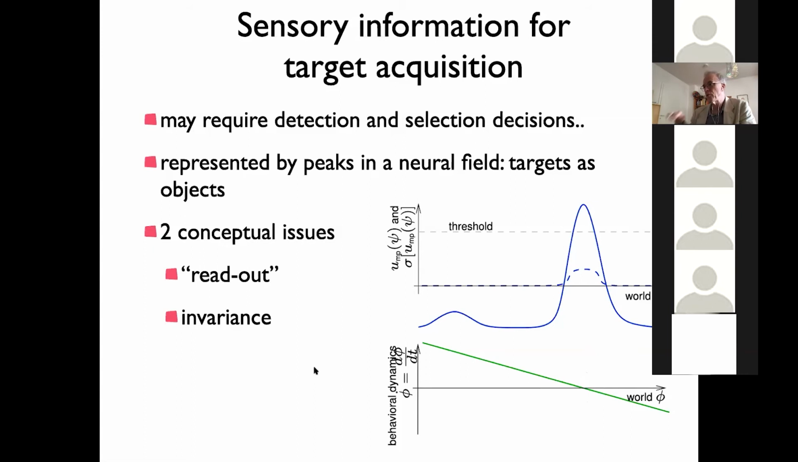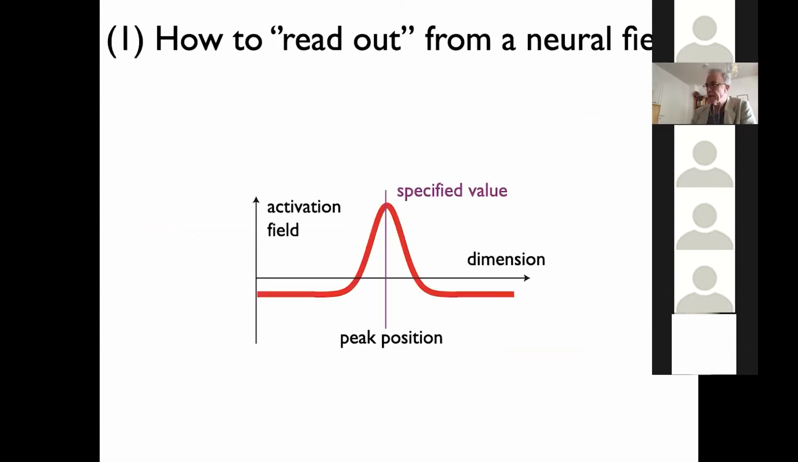And I want to discuss now two conceptual issues that arise in this interface between population code peak and motor behavior. One I call the readout problem, and the other is actually, again, an invariance problem. The readout problem is a very general problem that occurs in a lot of neural networks as well. So I'm framing it here a bit more generally.